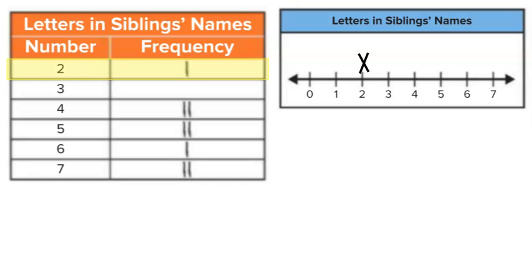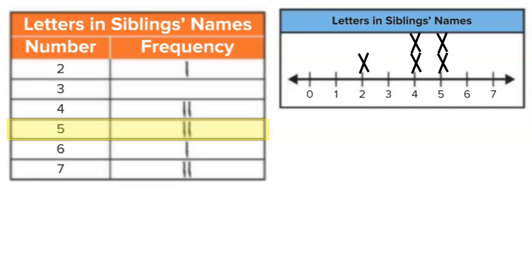And only one person had a sibling that had 2 letters in their name. Now let's look at 3. There's nobody that had a sibling with 3 letters in their name, so we're not going to put an X above 3. Now 4, there were 2 people that had a sibling that had 4 letters in their name, so we're going to put 2 X's above the 4.